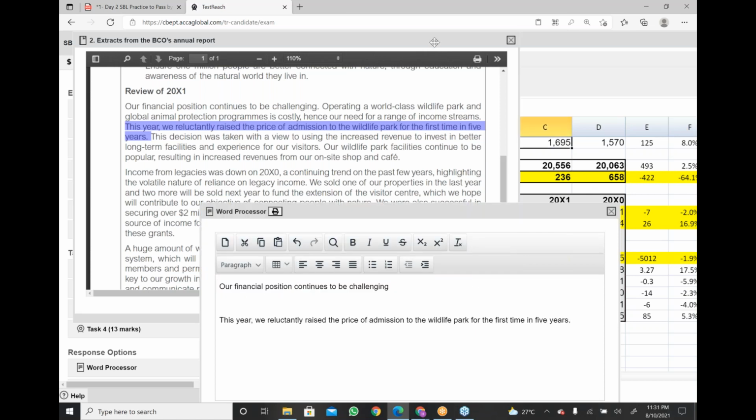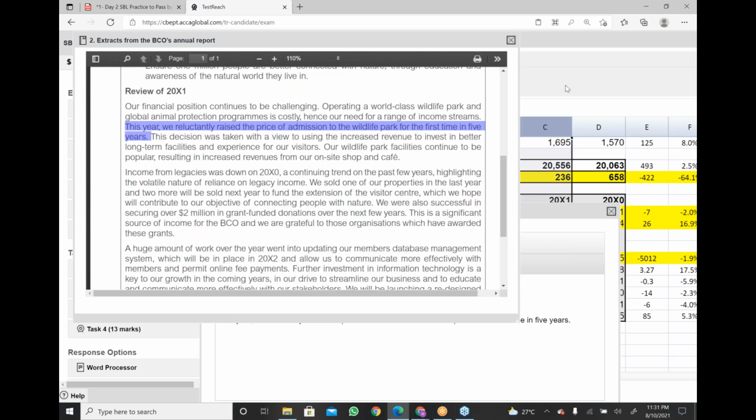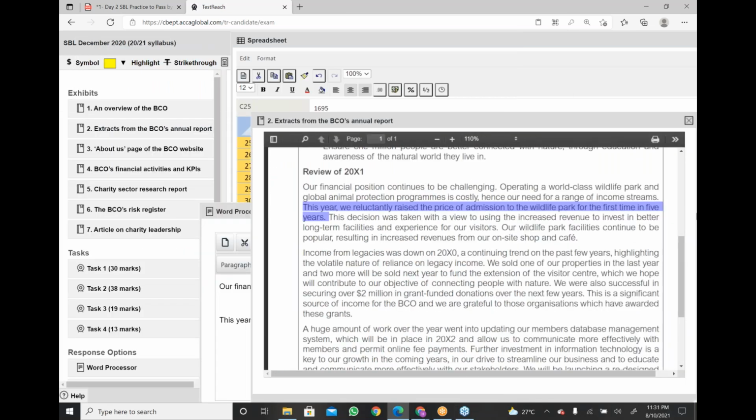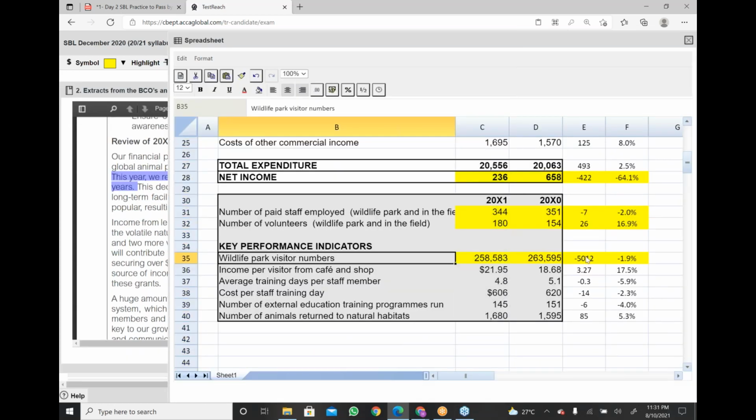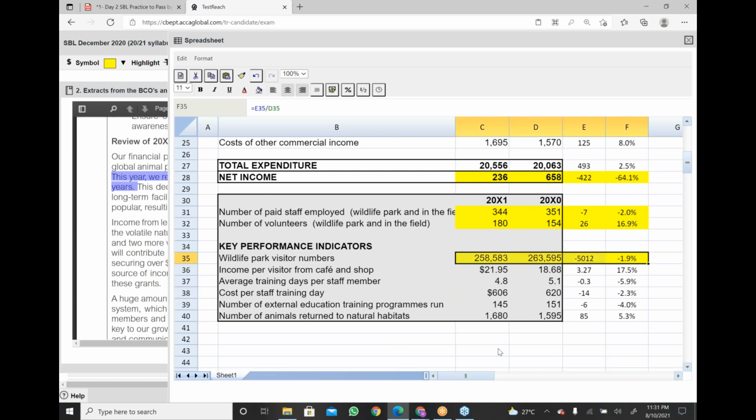And if I go to my analysis sheet, where is it? This one, spreadsheet. If you see, wildlife park visitor numbers have gone down by 1.9%, or 5,000 visitors. Why? What could be the reason? We just found the reason: they increased the park entry fees for the first time in 5 years. And somewhere in the case, it is mentioned that the economy is not doing well. The economy is going down. It's tight. So if they increase fees, I think the number of customers would go down, right? It went down by 2%. But then what happened to the revenues?